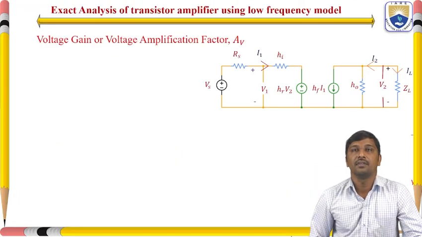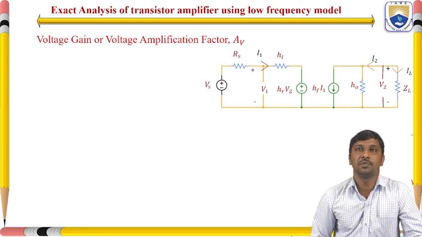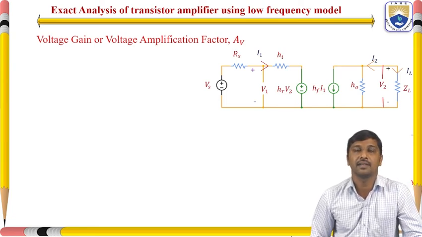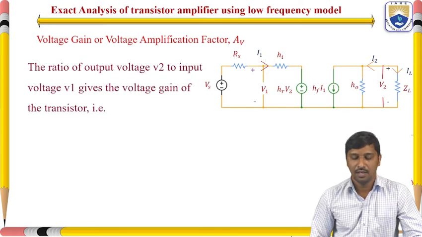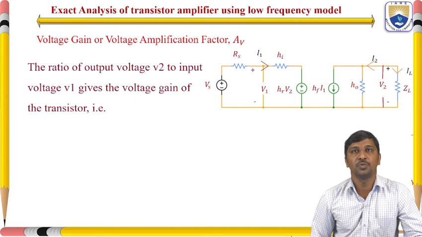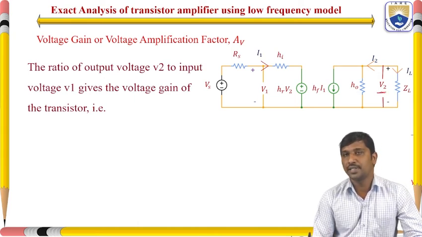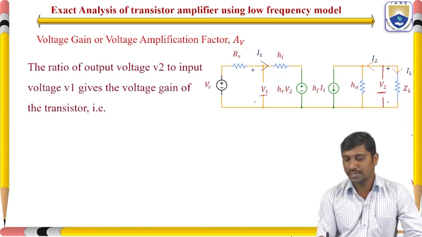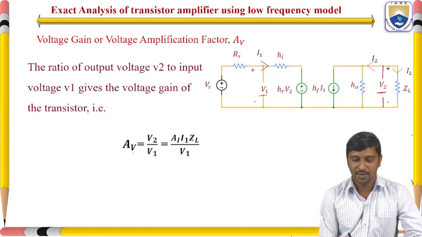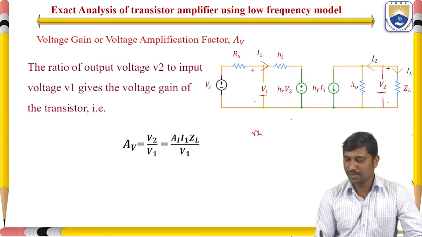Similarly, we need to observe how much voltage gain or amplification factor is generated. And again, we know that the gain means it is a ratio of output voltage to the input voltage. At this point, the output voltage is V2 and the input voltage is V1. Hence, the voltage gain is defined as the ratio of output voltage to the input voltage. So we observe V2 from this network.